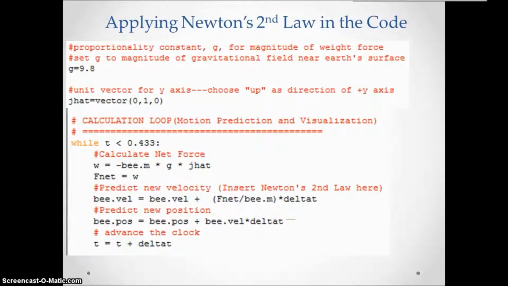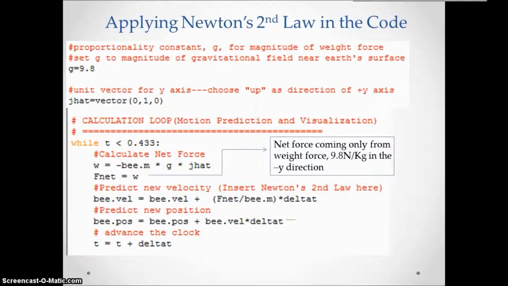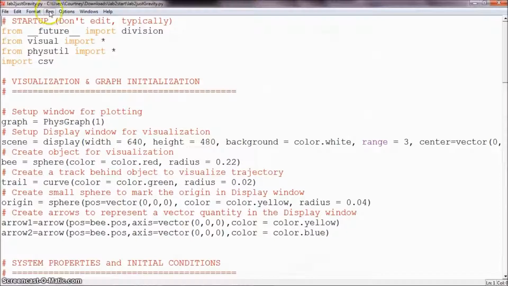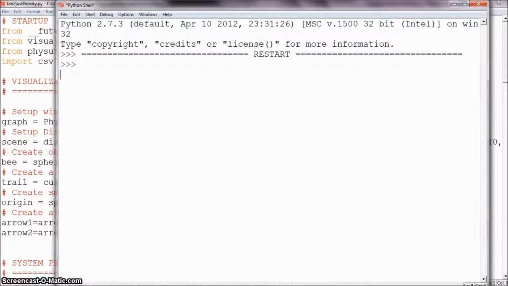This piece of code is the calculation loop, which repeatedly applies Newton's second law of motion. This loop calculates the position of the bee for every point in time between 0 seconds and 0.433 seconds at 0.001 second intervals. Net force is the sum of all forces acting on the system. First, let's assume that gravity is the only force acting on the system, so that net force equals weight force, which is equal to the bee's mass times 9.8 newtons of force per kilogram, times the direction of the force, which in this case is in the negative y direction. As you can see, velocity is updated with each pass through the loop, and so is the position. When I run the code, here's what I get.